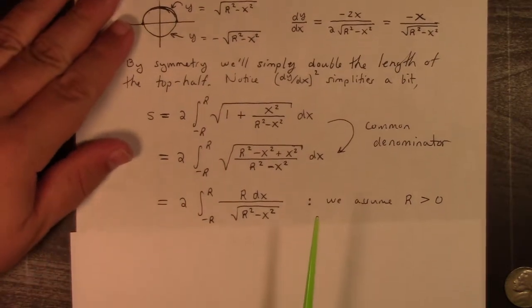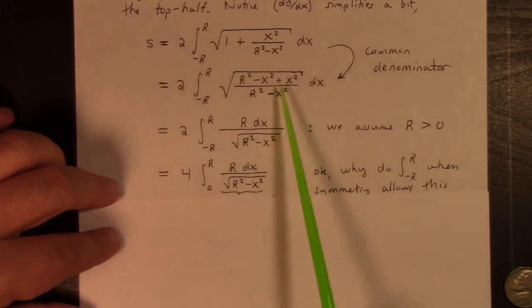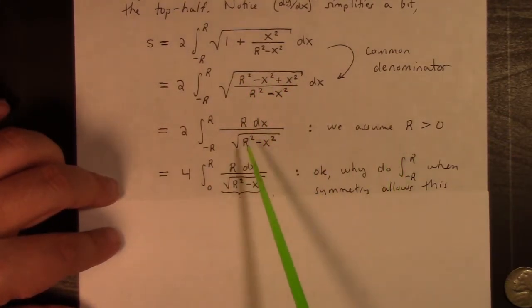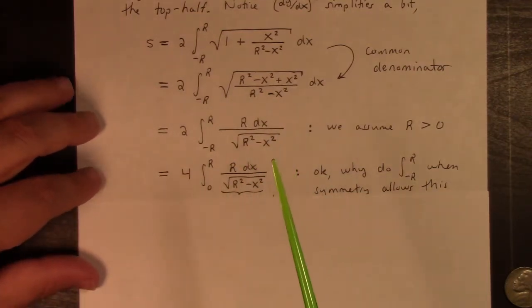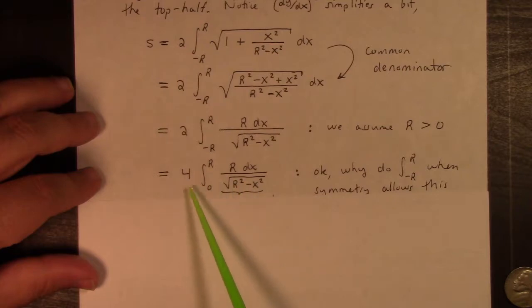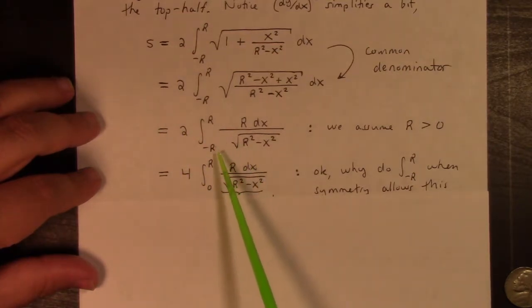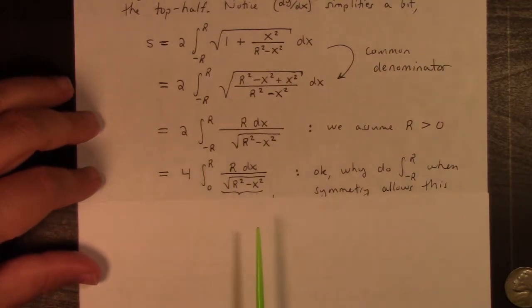So that x squared canceled. Square root of r squared was r because we're assuming r is positive. We're left with the square root of r squared minus x squared downstairs. Then I changed the 2 to a 4 because this is an even integrand, so I can just double the integral, supposing it exists.